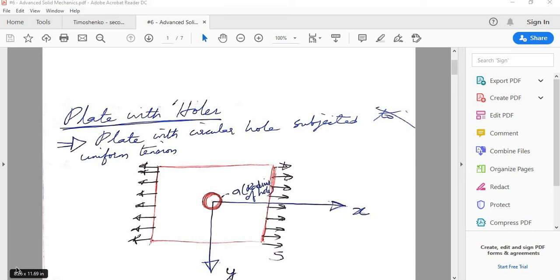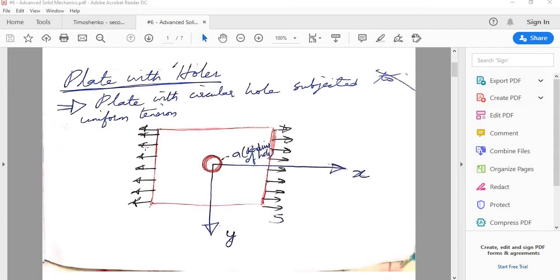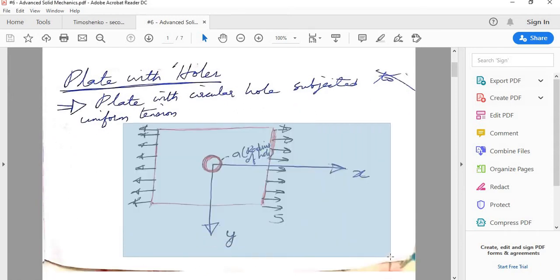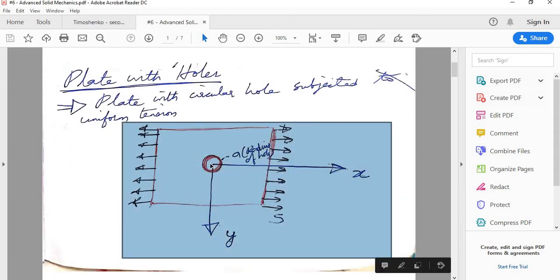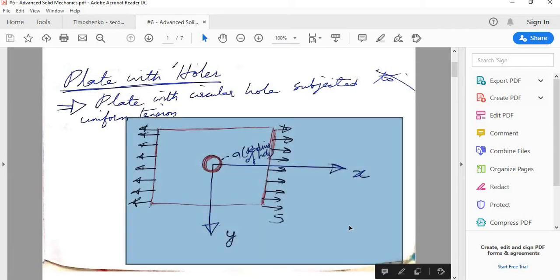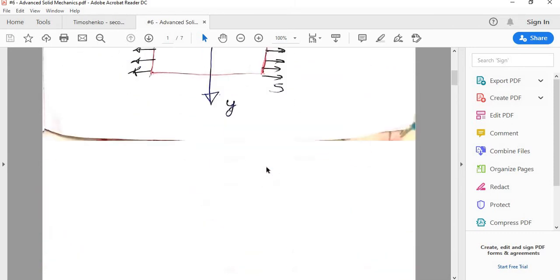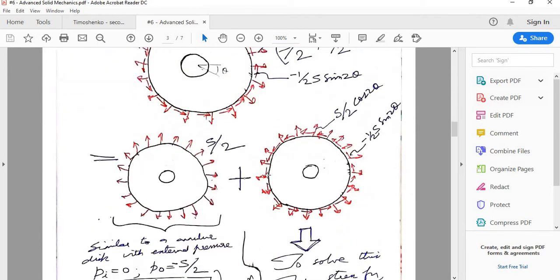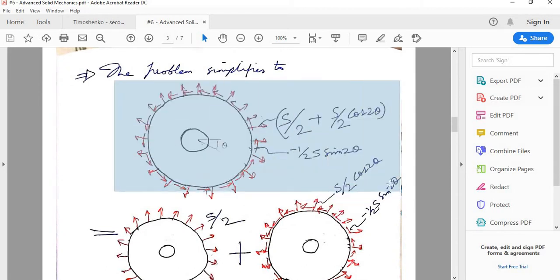Welcome to the continuation of the topic of plate with holes. So we are trying to solve this particular problem where you have a plate subjected to uniform tension along two opposite faces with a small hole. So in the last video lecture, what we said was this particular problem can be simplified to this particular problem.